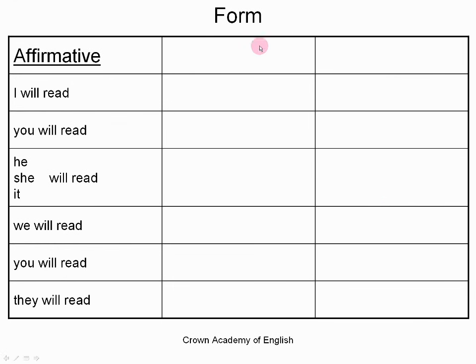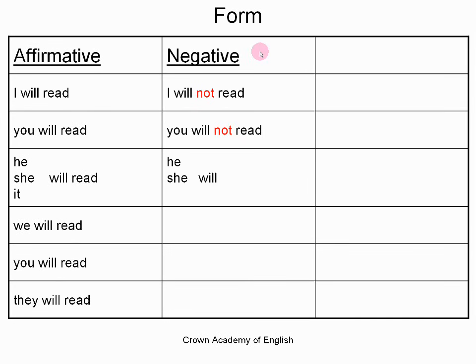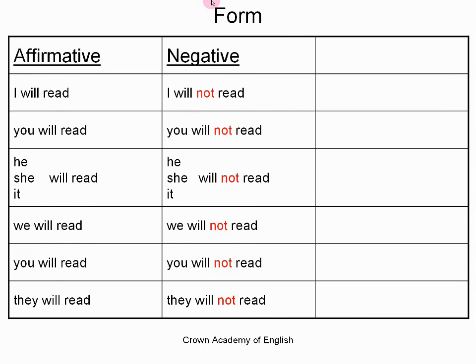So we'll look at now the negative form. So in the negative, we have I will not read, you will not read, he, she, it will not read, we will not read, you will not read, and they will not read. So to form the negative, we simply add the word not after the word will and before the verb.